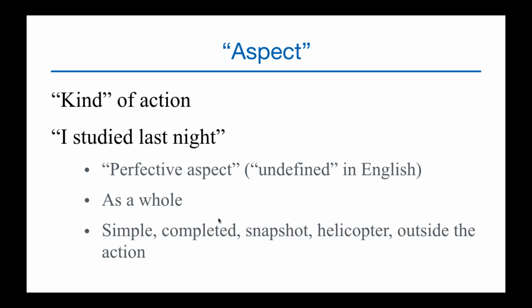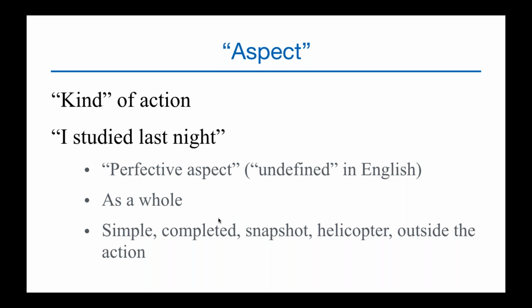And Mounce in this edition has changed his vernacular to be more in line with the way that this is generally talked about in higher level grammars. So here he talks about, I studied last night. So I studied. Does that tell me how long I studied? Does it tell me anything about how long I studied? No. Does it tell me anything about the results of my studying? No. It just kind of is, right? I did the action, now it's done. That's called the perfective aspect.